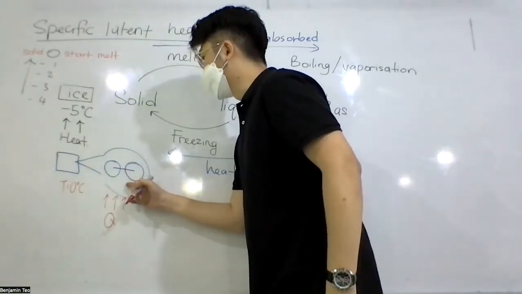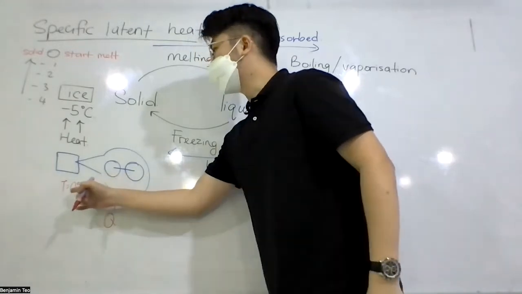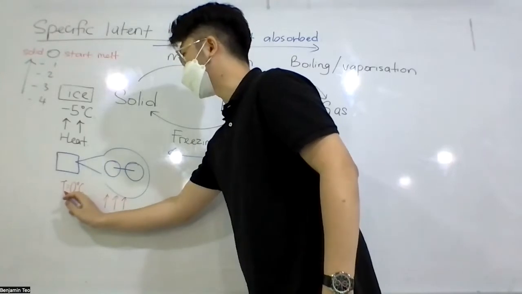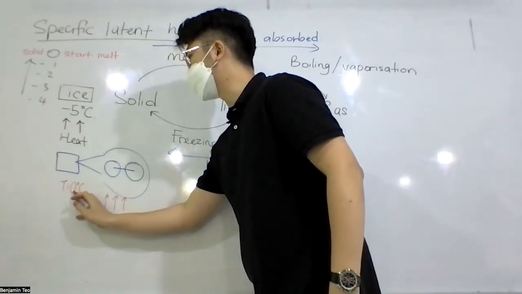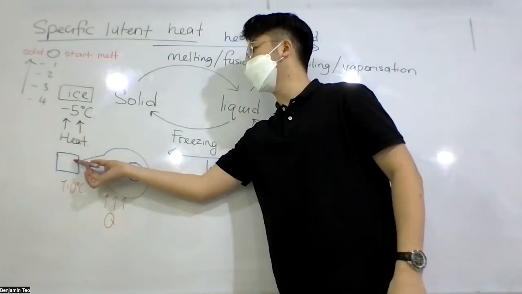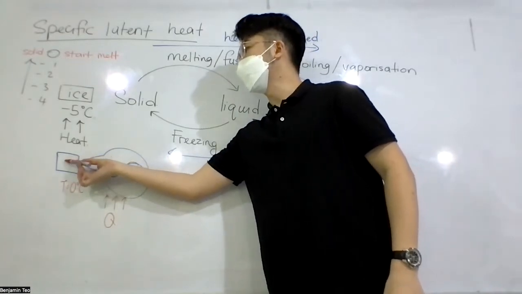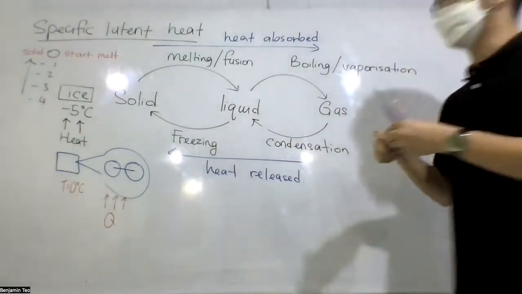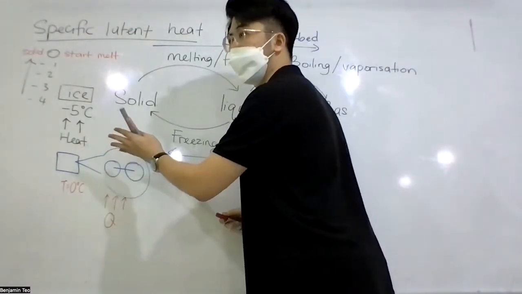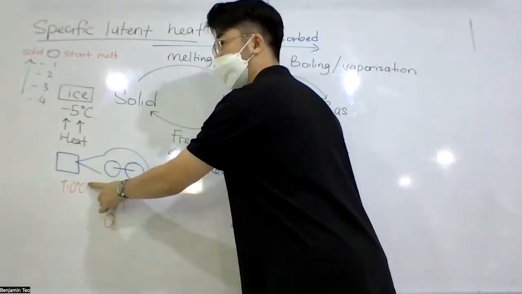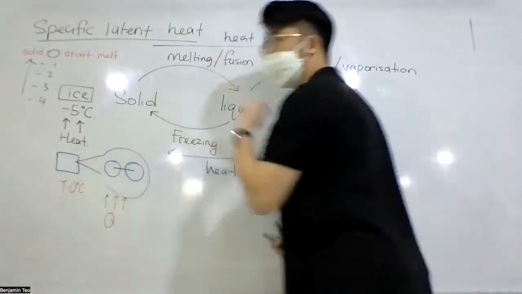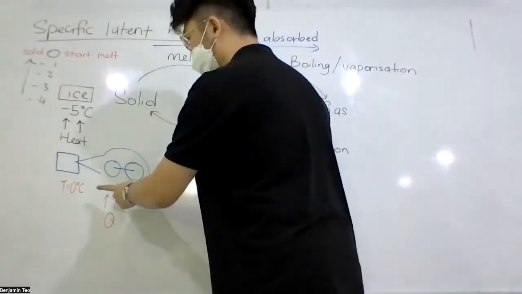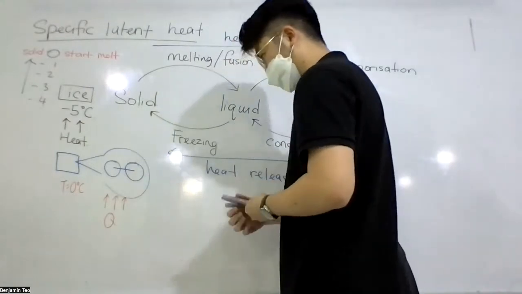这样它用这个 heat 来做什么？During the melting phase, remember this: the temperature will not change during the melting. Okay, the temperature will stay at zero until every single particle in the ice has turned into a particle of water. Then only the temperature will start to rise. Okay, why? 为什么 temperature 不会 change during the melting phase?